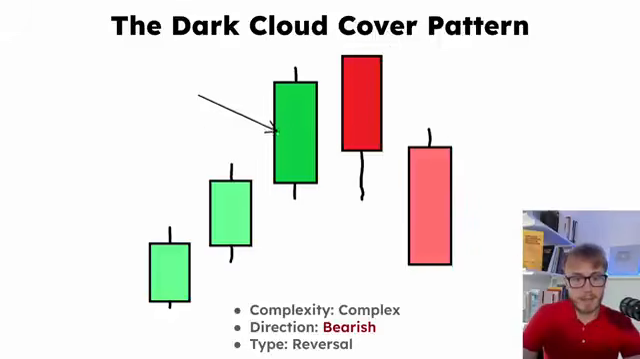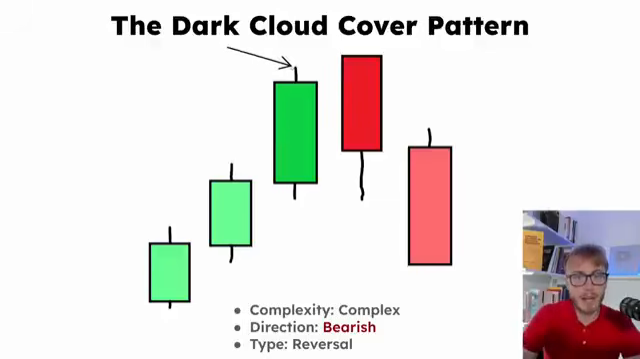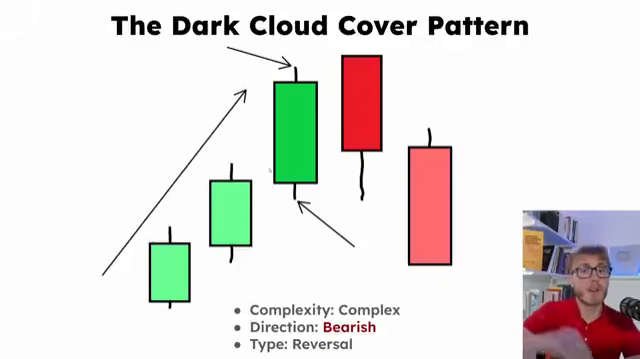The first candle of this pattern is this candle right here, and this is a pretty strong green candle. It can be either very strong or medium size. It doesn't matter here if we have an upper wick and a lower wick. The most important part here is that we have a clear continuation of the uptrend.